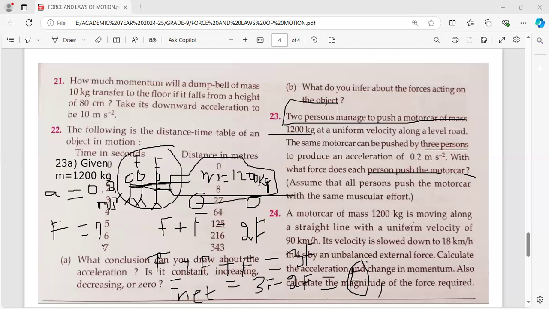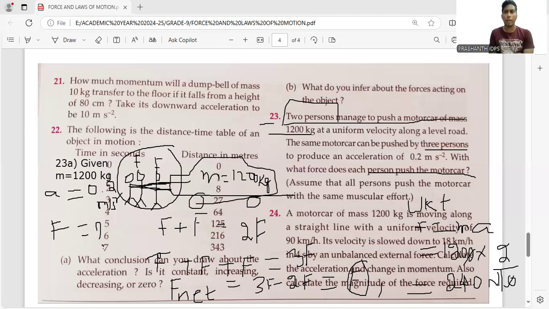I'll write here. We know that F is equal to mass into acceleration, m into a. So what is the m value? m is equal to 1200. And what about a? a is equal to 0.2, which can be written as 2 by 10. So the zeros get cancelled here. 12 twos are 24, and 1 zero is there. So 240 newtons. The answer will be 240 newton. This is the answer for the 23rd question.